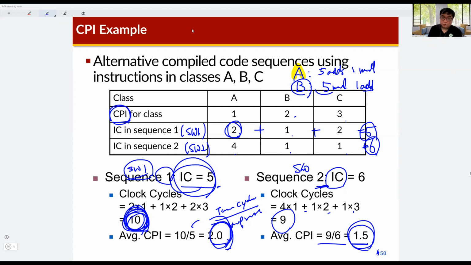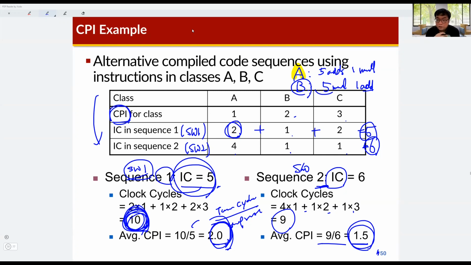Okay, so we learned how to measure the CPI for different applications. That means if these fractions of instructions are provided, then we can calculate the CPIs for each instruction. Okay.